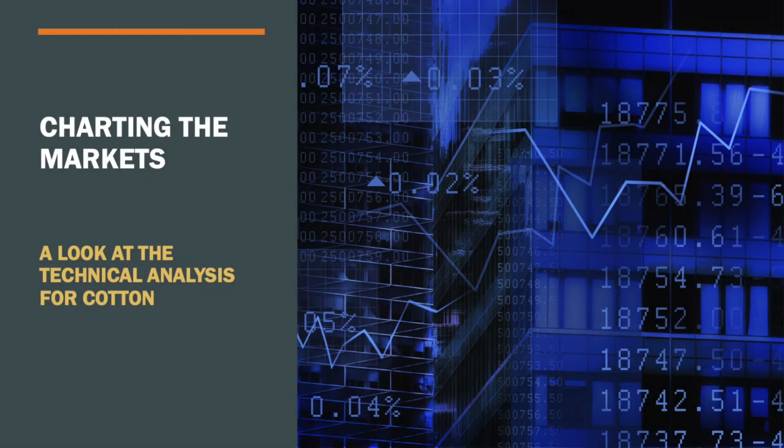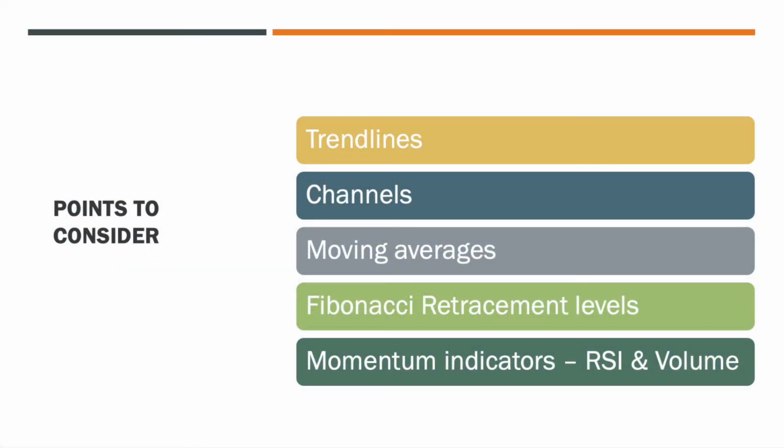Today we will be charting the markets. We'll be taking a look in particular at the technical analysis for the cotton market, and there are a number of factors to consider when looking at any market in particular. The first being trend lines, the second being channels, the third being moving averages, the fourth being Fibonacci retracement levels, and the fifth being momentum indicators.